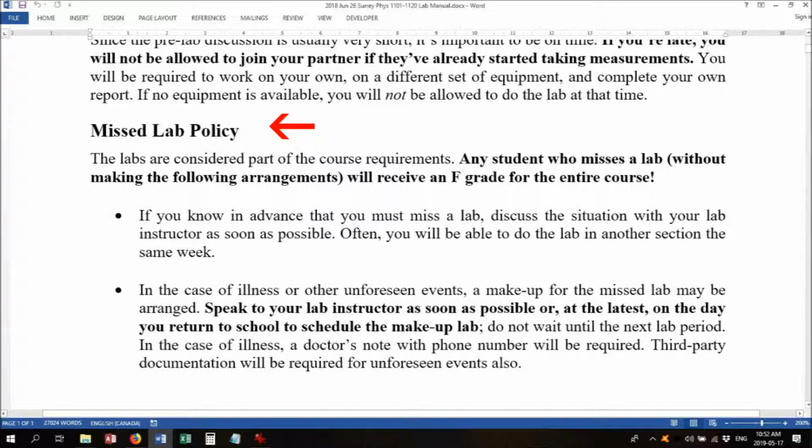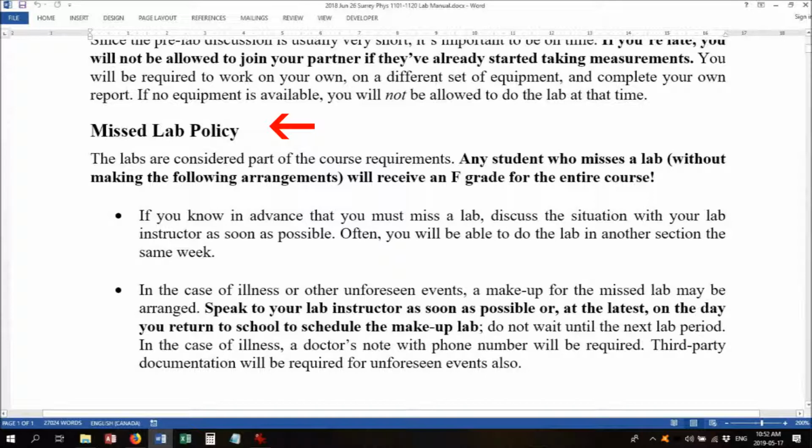Which means if you miss a lab for a valid reason, like you were sick, you will need to do a makeup lab. So if that happens, get in touch with me as soon as you can to let me know what happened, preferably before the lab even starts. And the default is that you would need to bring me a doctor's note, but generally speaking, if it's the first time you've missed a lab, then I won't require that. But that's something I'll tell you.